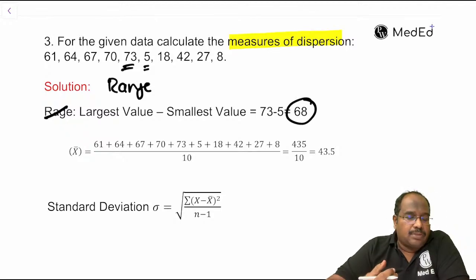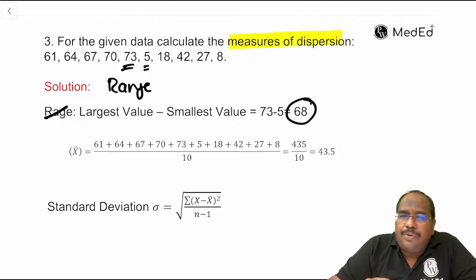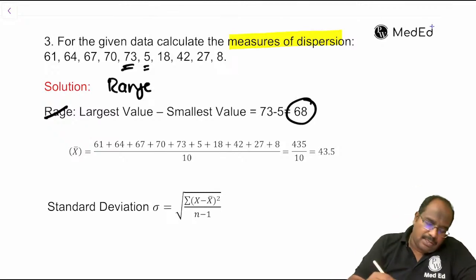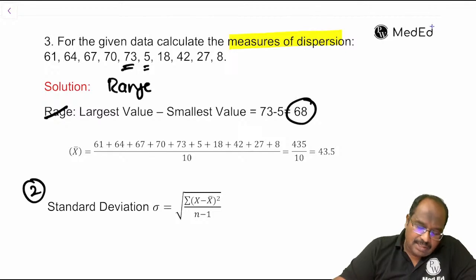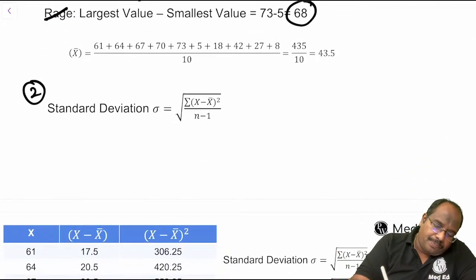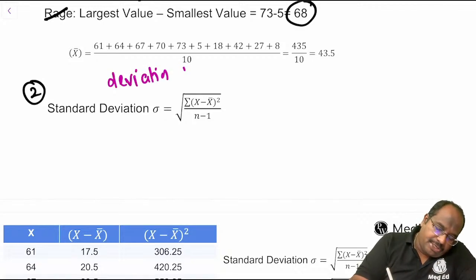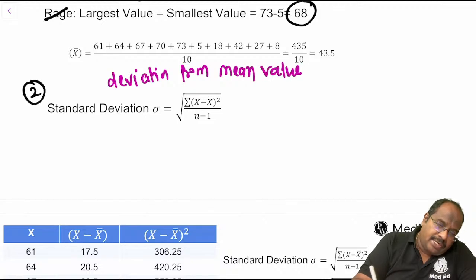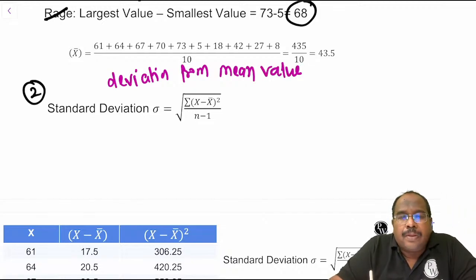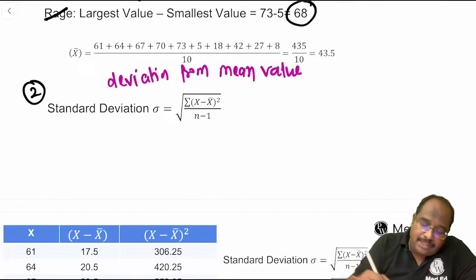Okay, fine. So now, maximum value to minimum value, guys. This is the first one. Second, you can go for standard deviation. What is standard deviation? Standard deviation will tell you the deviation from the mean value, how much the data is deviated from the mean. The formula is the square root of summation (x minus x bar) the whole square, divided by n minus 1.